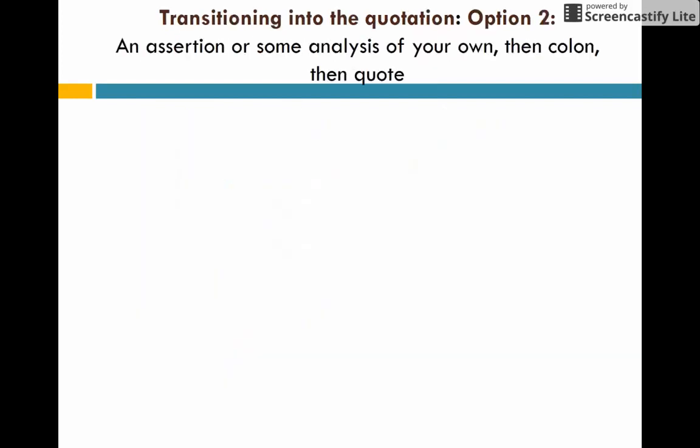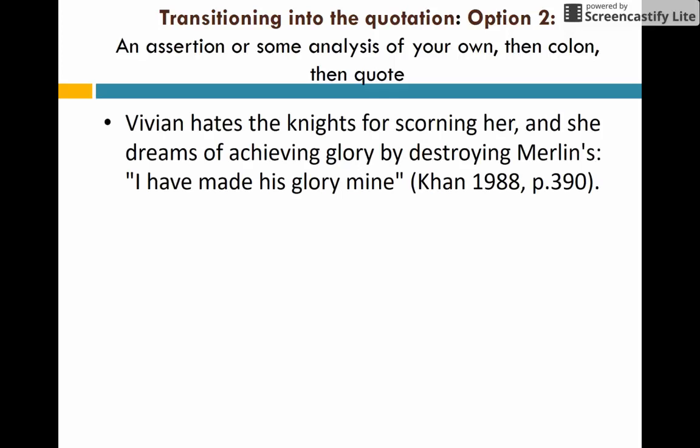Option 2 for transitioning into the quotation is to make an assertion or some analysis of your own, because remember, you can change the order of the example and the analysis in your paragraph. Then put in a colon and then the quote. For example, Vivian hates the knights for scorning her, and she dreams of achieving glory by destroying Merlins: "I have made this glory mine."